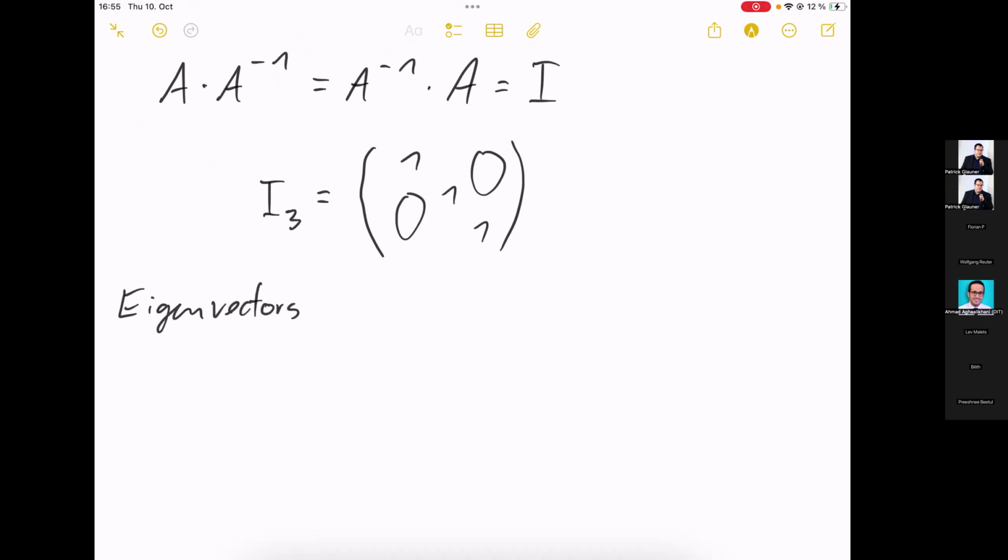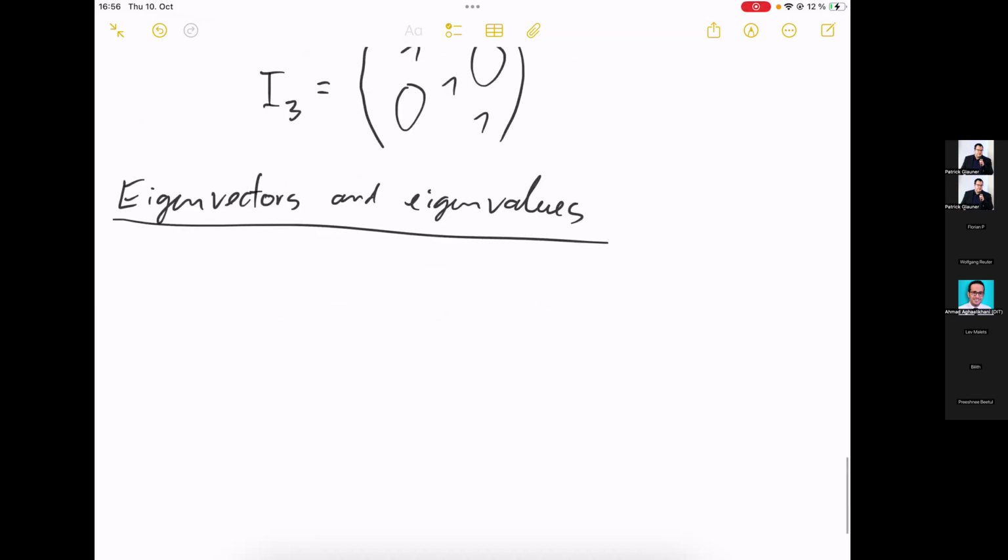eigenvectors and eigenvalues. Who of you remembers them or has come across this concept before? Thumbs up, thumbs down. Some don't remember, that's perfectly fine. I'll show you this. There's a good example in the book.